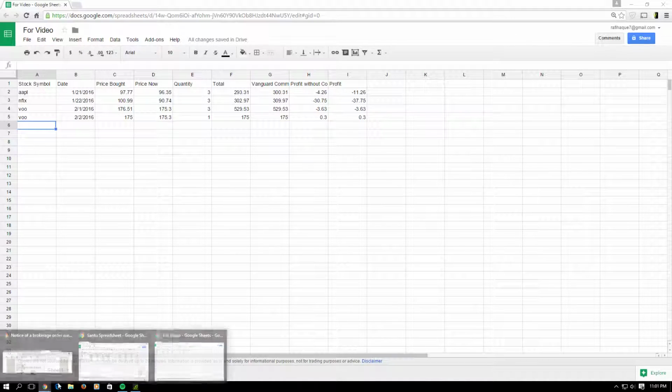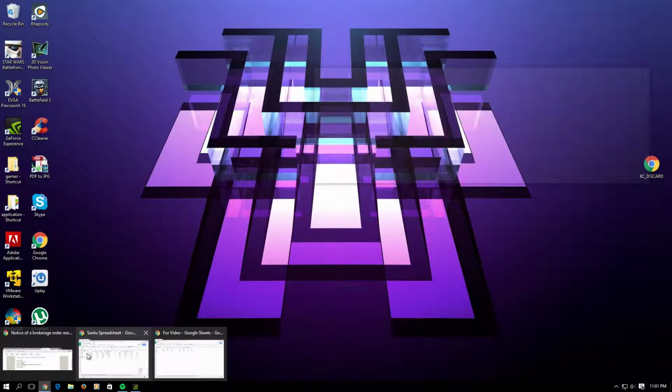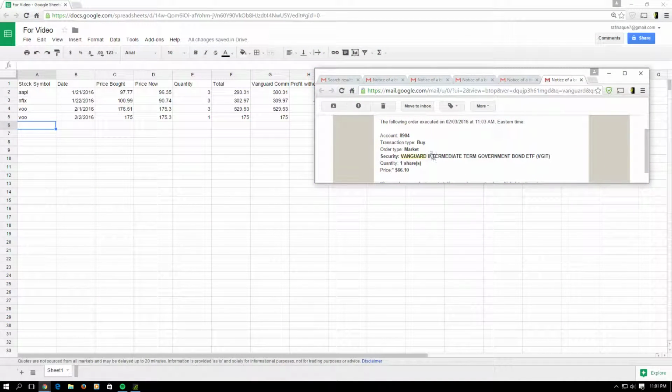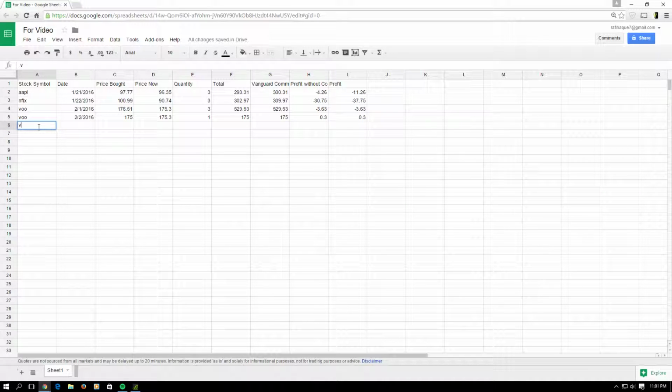And the last thing that we bought was the intermediate bond, VGIT. This was a bad purchase in my opinion. I should have done a limit purchase, but that's besides the point. I bought it for $66.10, and let's look at what the price is now. And again, this also does not have any commission, and I just bought one quantity of it. The total would be that, and the Vanguard commission would be this, 13 cents, and I lost 13 cents.